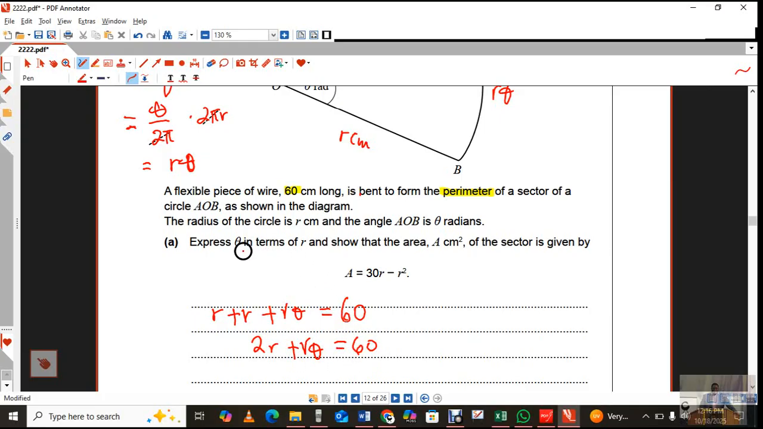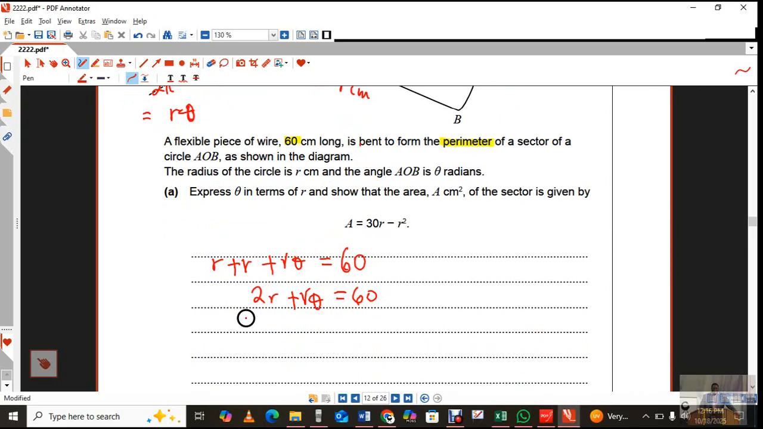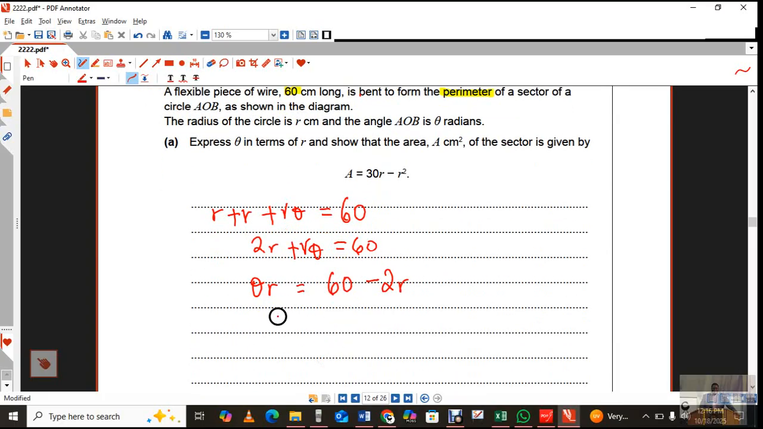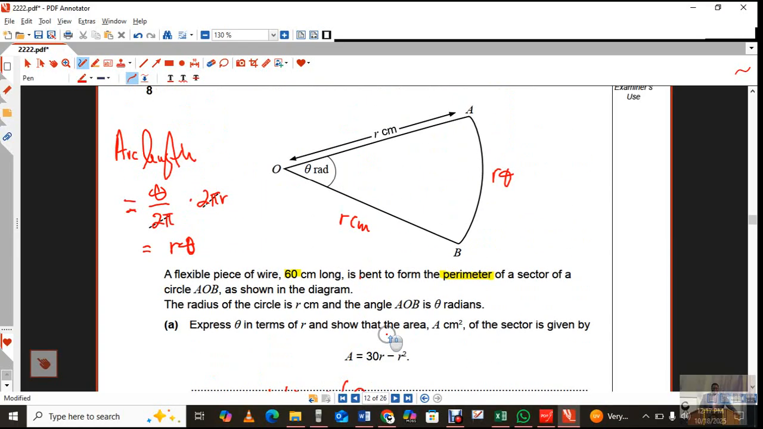They say we have to express theta in terms of r. So I'm going to make theta the subject of the formula over here. First I'm going to say theta r is going to be equal to 60 minus 2r. Then theta on its own is going to be 60 minus 2r divided by r. So this is theta.